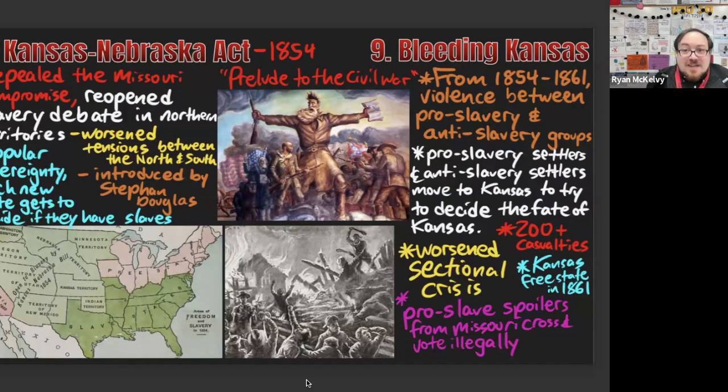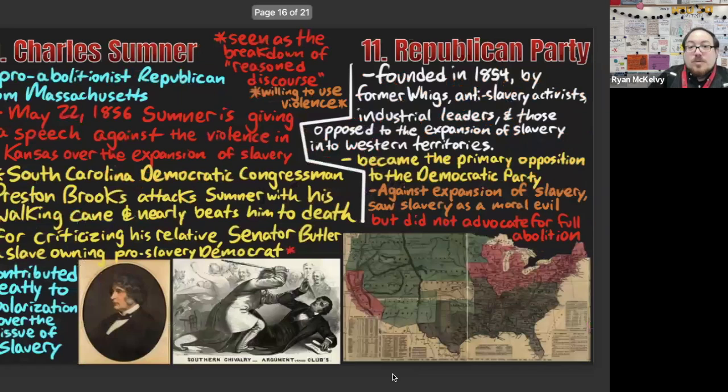It breaks out into fighting, and one of the early leaders is a man named John Brown, pictured there. He will take up arms and try to fight against these pro-slavery settlers, and you have about 200 people who are killed or wounded in various battles between pro-slavery and anti-slavery groups. And it becomes basically like this mini civil war. But ultimately, it is not settled even before the Civil War starts, and Kansas will eventually enter as a free state in 1861 after the Civil War has already started.